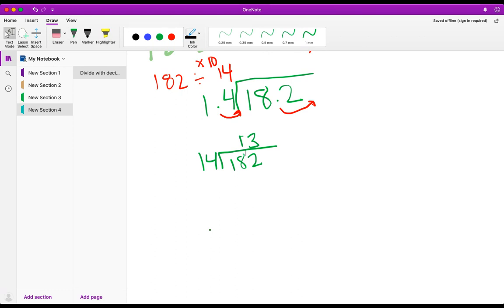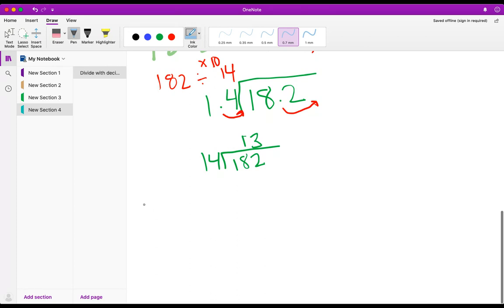So what if I have something like, let's do another color here. What if I have something like 2 45 hundredths divided by 7 thousandths?